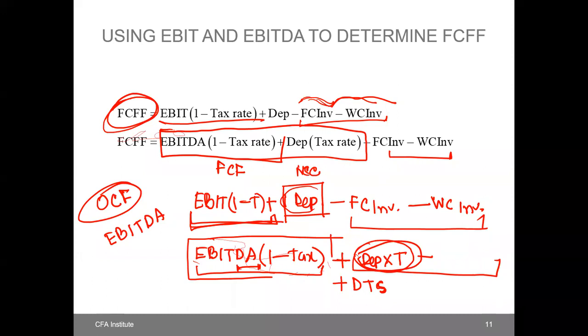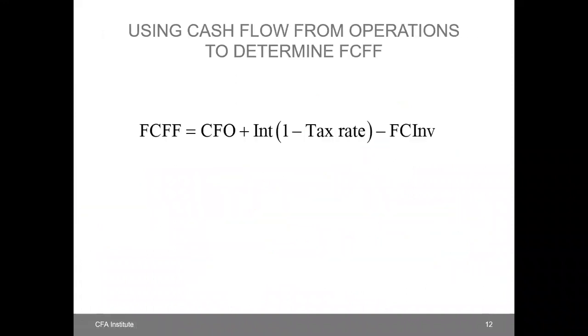So we can use the EBIT or EBITDA number to come up with the free cash flow to the firm. And finally, what can we do? Often people take the cash flow from operations, which is available in the financial statements. Cash flow from operations is available from the cash flow statement, right?